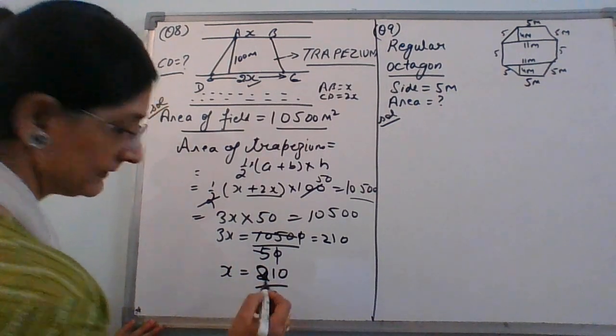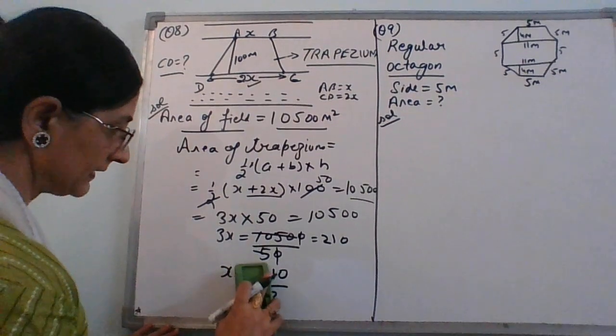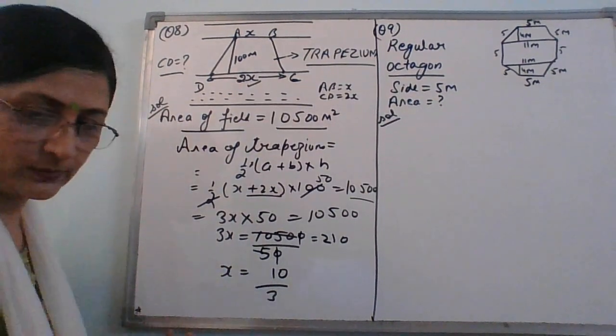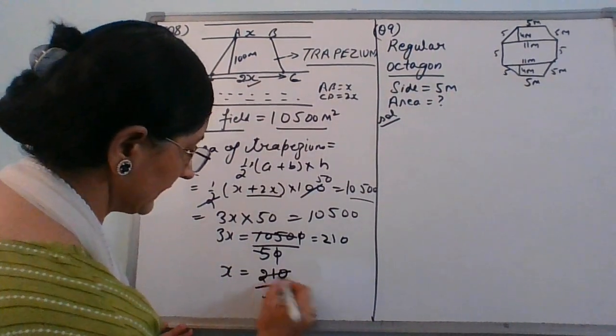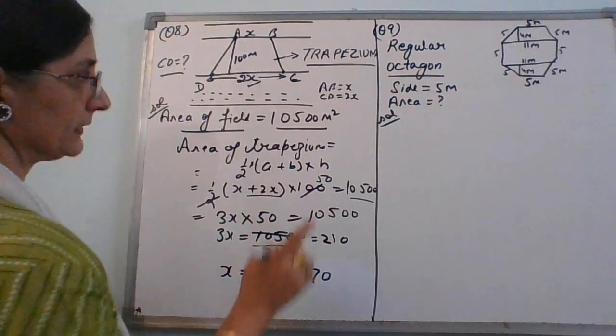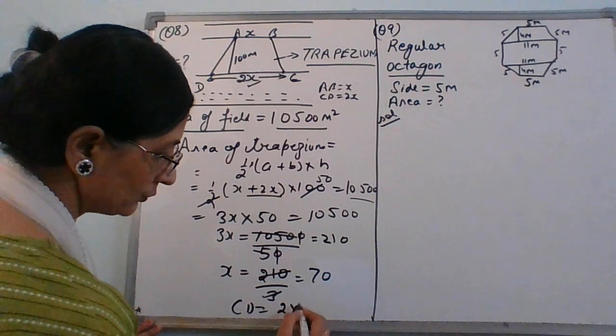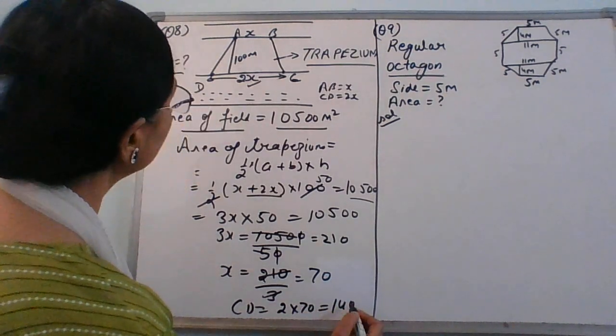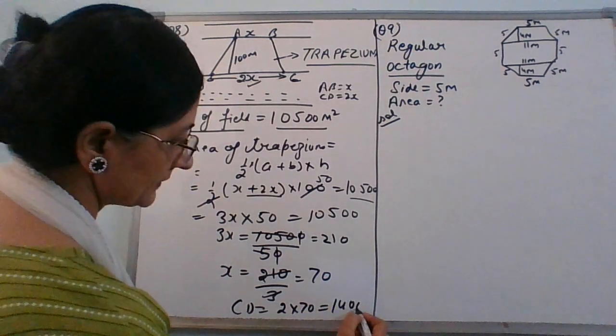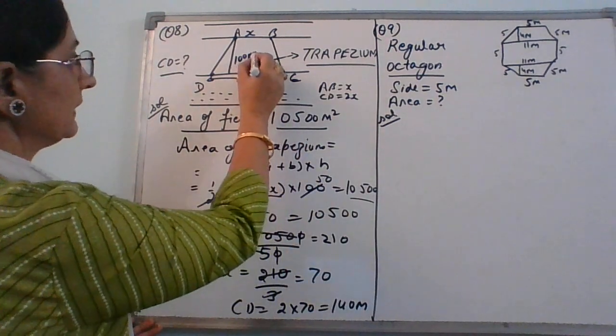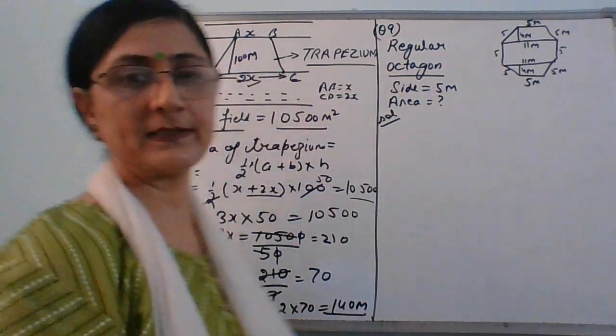210 डिवाइडेड बाय 3, राइट? सो ये है 210. So this is 210 divided by 3, that is 70. ये तो x 70 आया, हमारे से पूछा CD that is 2x. So CD is equal to 2x, 2 into 70 and that is 140 meters. We have to see the unit. यहाँ meter लिखा था तो it is in meters. So I hope this is clear.